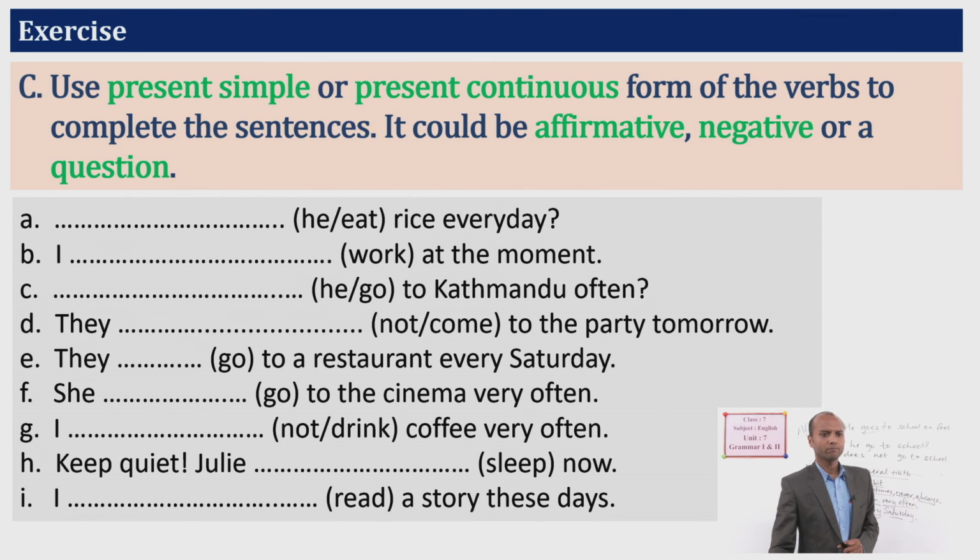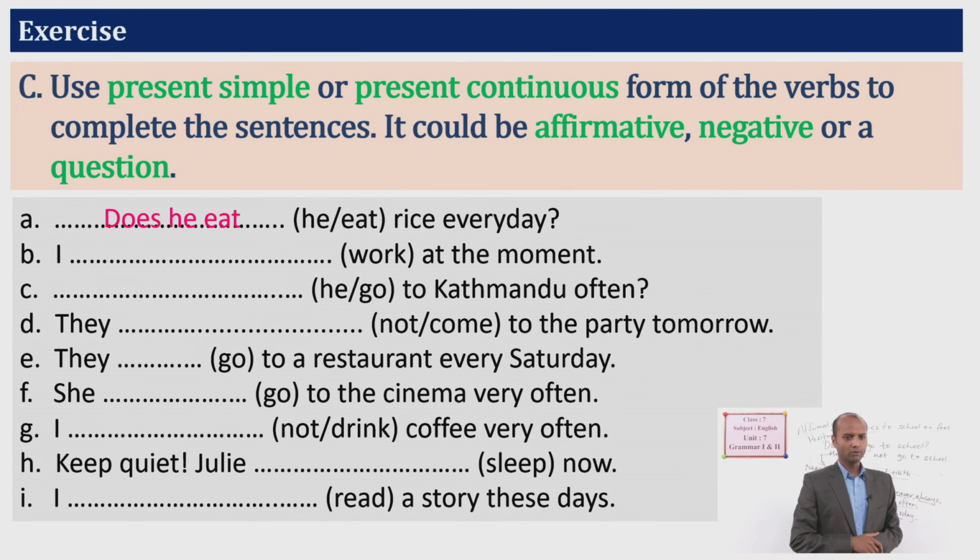Let's see the exercises. A, in the bracket you can see he eat rice every day. So is it continuous or is it his habit? His habit, definitely. That's why you use simple present tense. But you have to make a question. Does he eat rice every day? Very good.